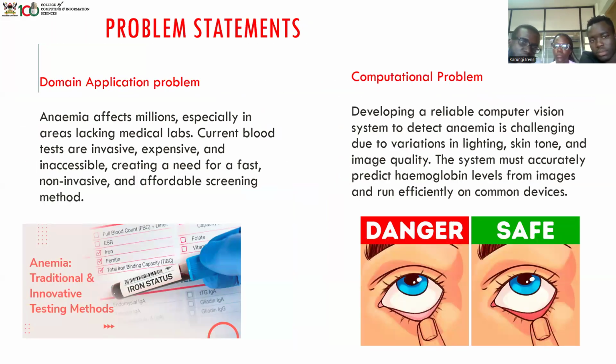So these are the problem statements. First of all, you have to talk about the domain application problem. The domain is basically a range of people, like the population base. As said earlier, anemia affects millions, especially in areas lacking medical labs, which becomes a very critical challenge as equipment to draw blood is scarce, so we need to come up with a new, better method to solve that. This leads us to our computational problem, which involves developing a reliable computer vision system to detect anemia, that will involve taking a picture of the eye conjunctiva and analyzing it.